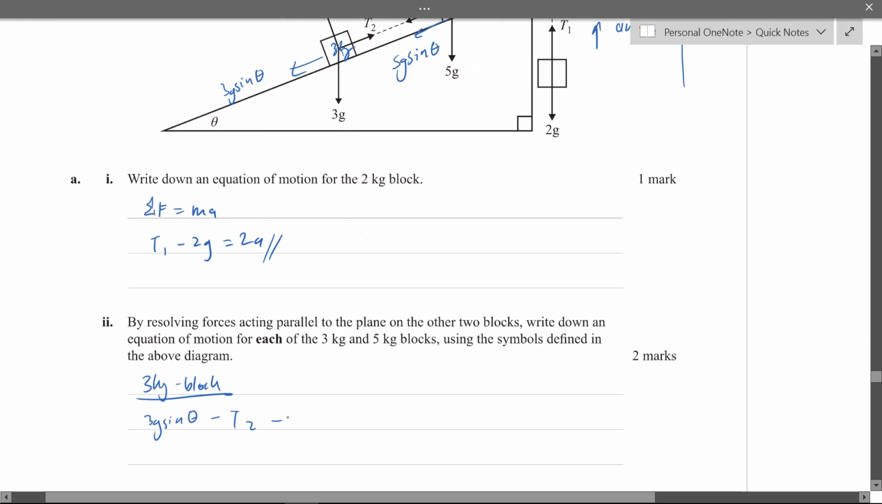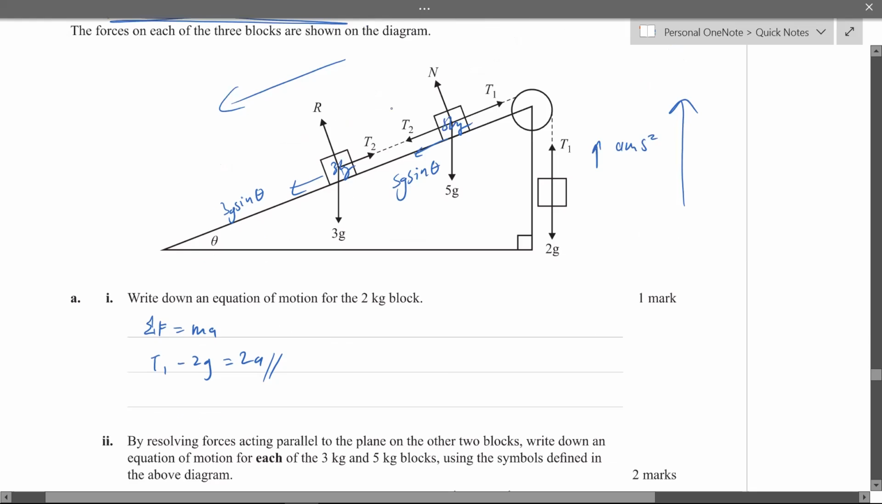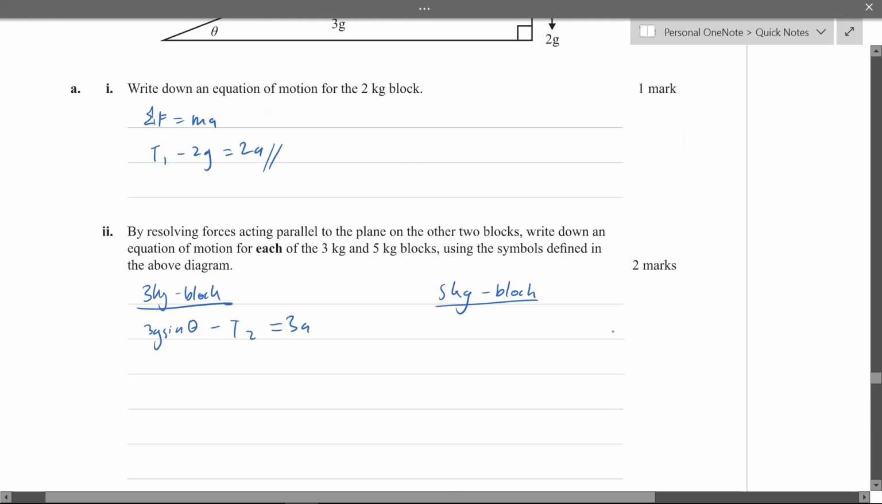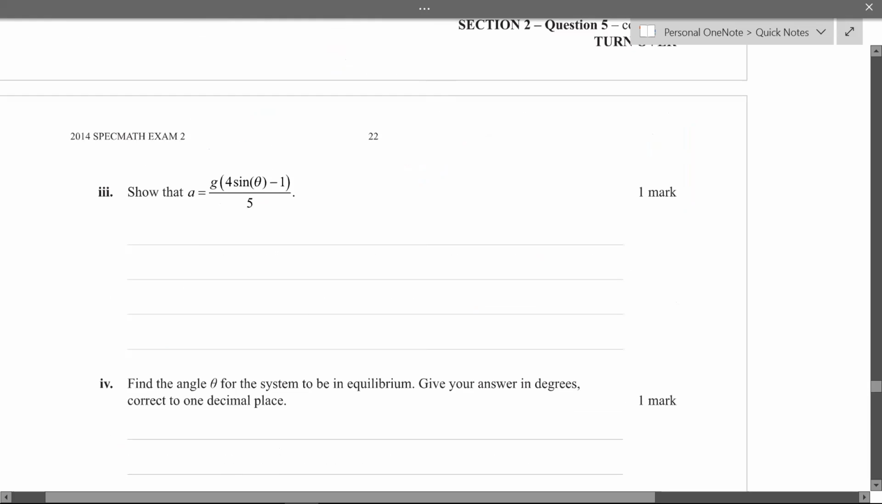And for the 5 kilogram block, since it's going down still, it's 5g sine theta minus T1 equals ma, plus this one as well. So this is 5g sine theta plus T2 minus T1 equals 5a. So show that A is this.